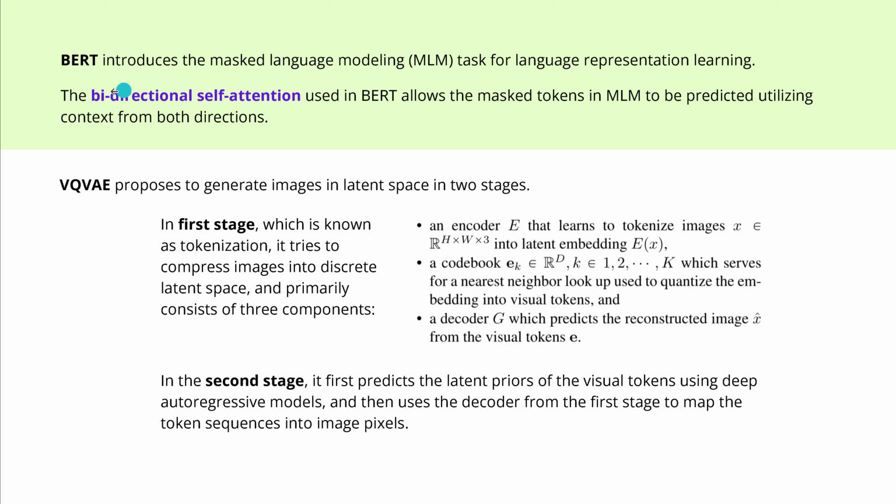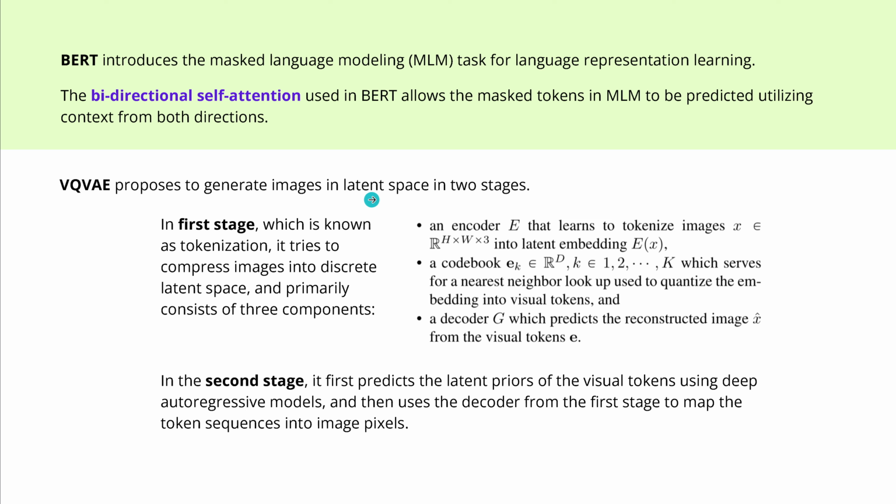So, you know, in language we have BERT. And BERT introduces here a masked language modeling task to learn language representation. And we use normally a bidirectional self-attention in our BERT system that allows the mask token in our MLM to be predicted utilizing context from both directions, our bidirectional BERT system. And then we have our sentence transformer built on the bottom of this, and so on. Now we do the same. We take the same idea, and now instead of a BERT system, we use a vector quantized variational autoencoder, and we do the same with images.